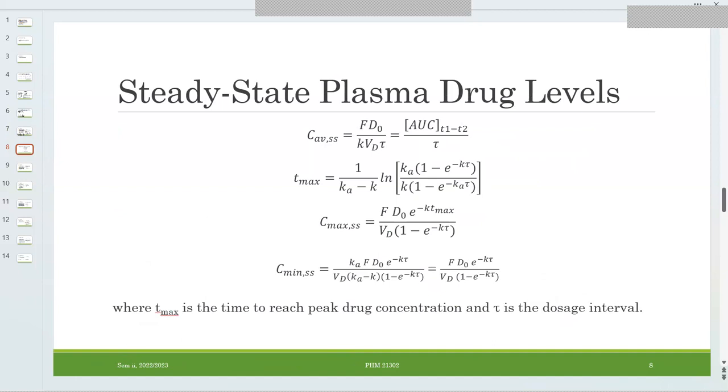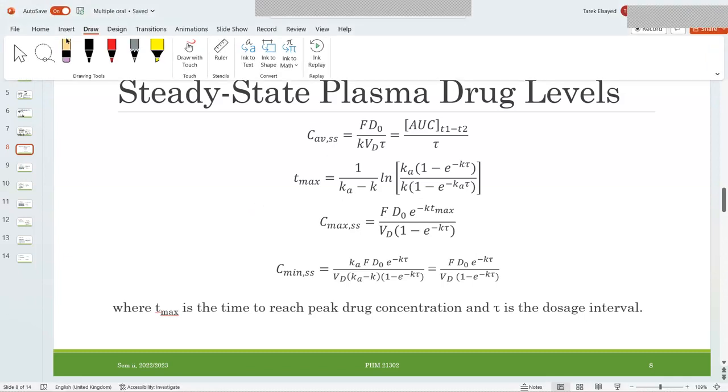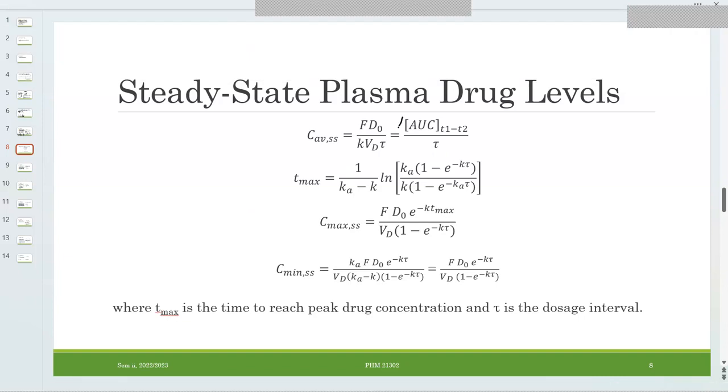The easier or smaller one is the steady state plasma drug concentration. We can calculate at steady state either average steady state concentration or we can calculate the Cmax and Cmin. Once you go clinical pharmacokinetics, more often you will use the average steady state drug concentration in calculation, and the equation is very simple. As I told you, the original equation is AUC divided by tau, and AUC is replaced by F dose divided by KVd. So this is a very simple equation.